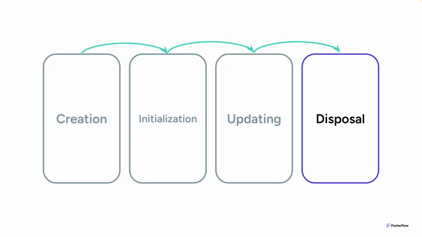And finally, disposal. When a component is no longer needed, it's destroyed. But what does that mean? When a user navigates away from a page or the component is explicitly removed, that's where the disposal happens. Well, let me give you some examples so that you can understand better.